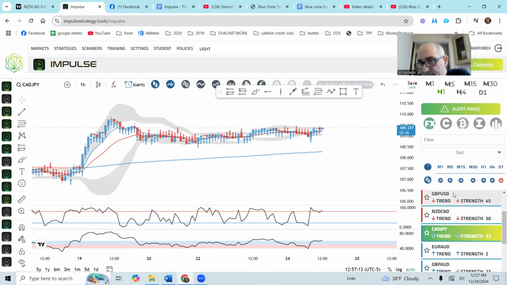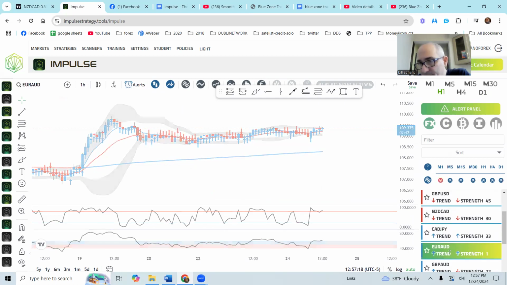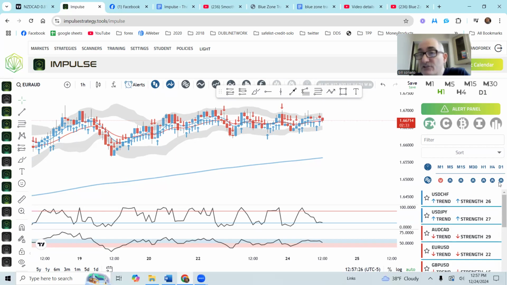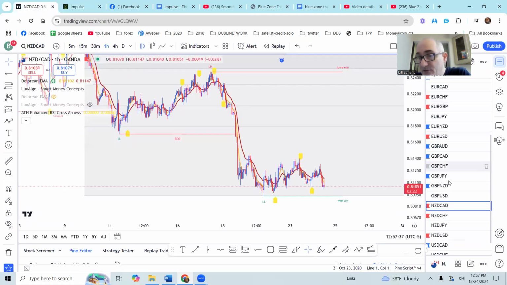CADJPY, and again, you can see here now the daily is going the other way. So that's it for right now. There were just those several pairs there. We want all time frames trending in the same direction when we use this strategy. Okay. And again, when we go to our charts, I like to make sure that when I did my blue zone strategy, I have these pairs going the way that the impulse scanner is saying they should go. If not, I'm going to skip that pair. Okay. So that's how you can use this indicator, guys.